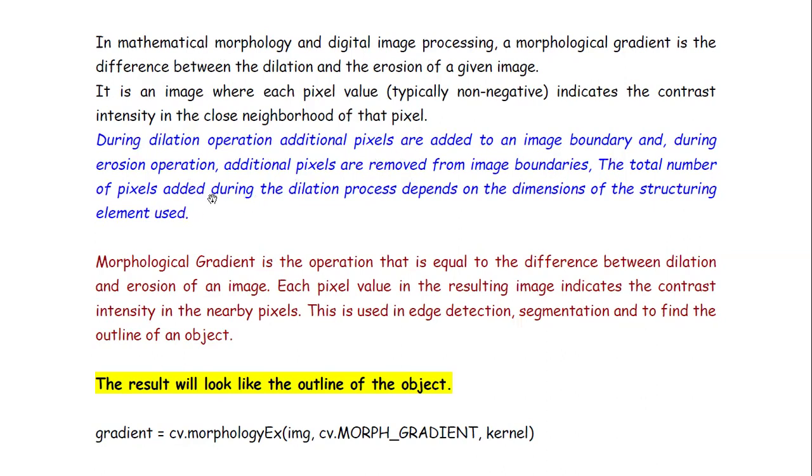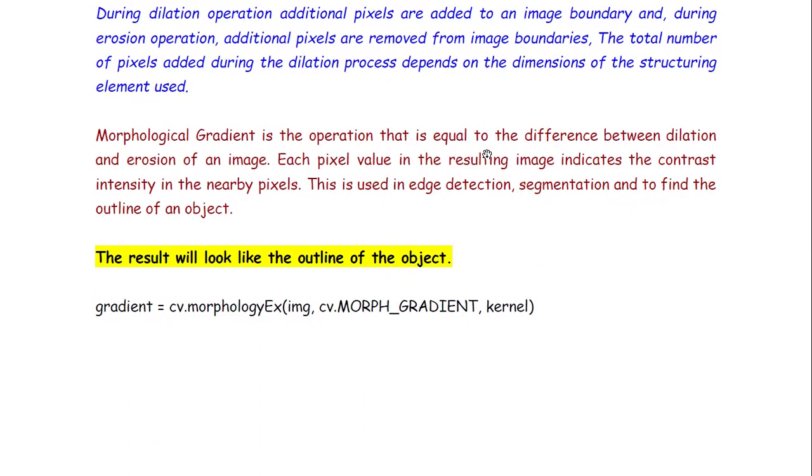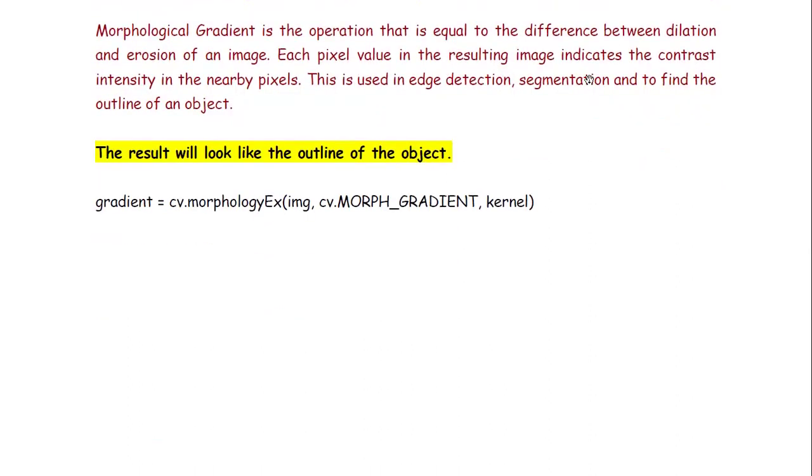The total number of pixels added during the dilation process depends on the dimension of the structuring element used. I have already told you how the kernel is selected, and there are different types of kernel as per our needs. Now, morphological gradient is the operation equal to the difference between dilation and erosion. Each pixel value in the resulting image indicates the contrast intensity in the nearby pixels, and obviously we can go for edge detection, segmentation, and finding the outline of an object with the help of this morphological gradient.